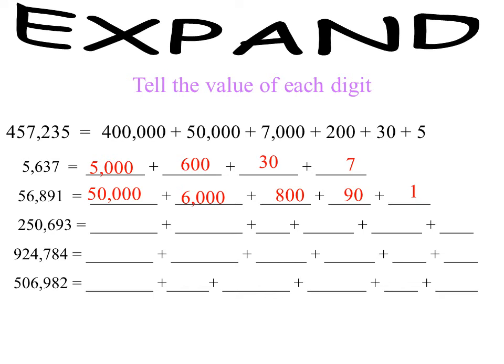250,693. The first digit is 2. 2 in hundred thousands, so we write it as 200,000. Then 5 in 10,000, so we write it as 50,000. Then there is 0 in the thousands place, so we can put 0 instead of it. Then 6 in hundreds, so we write it as 600. 9 in tens, so it will be 90. 3 in units, it will be 3.